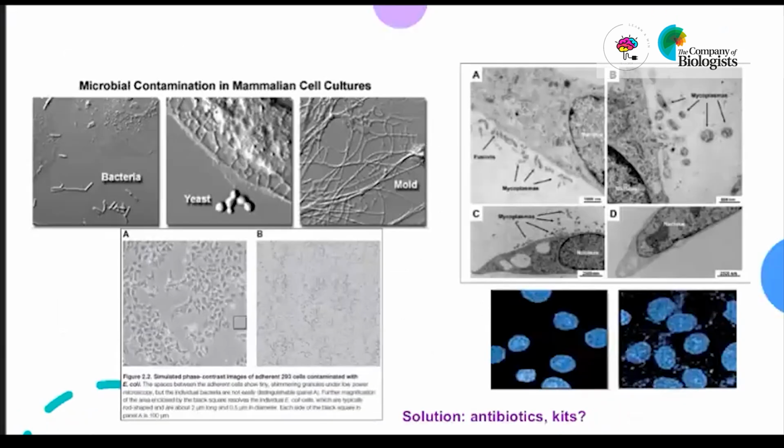Here are some examples of different types of biological contaminants in cell culture. On the left, you can see microbial contamination, often visible under a microscope. On the right, we have mycoplasma contamination, which can't be seen with a regular microscope and needs special tests for detection.